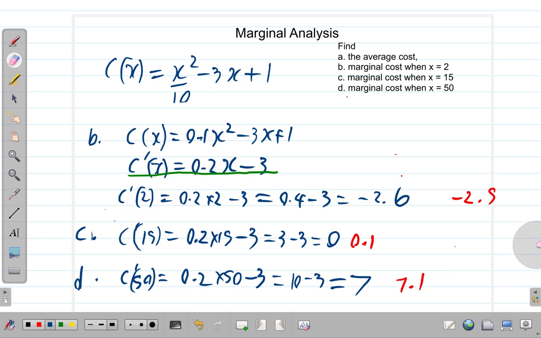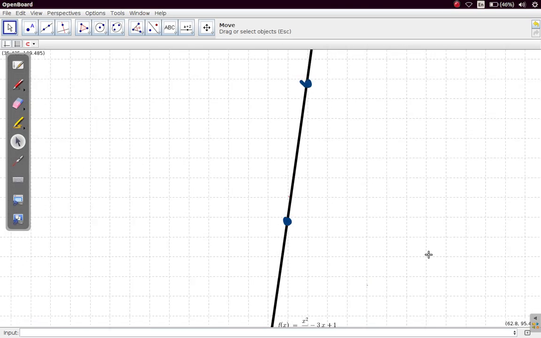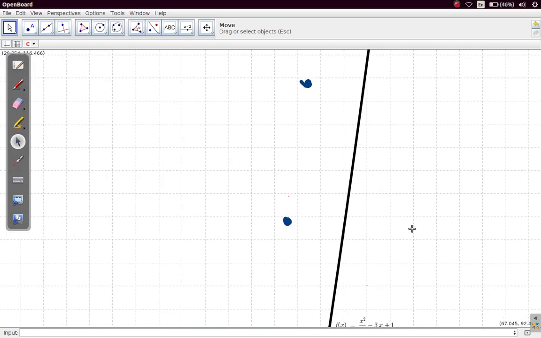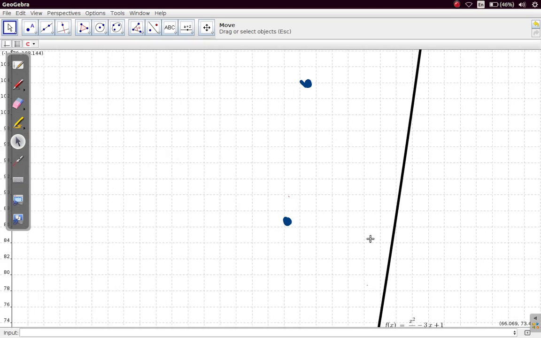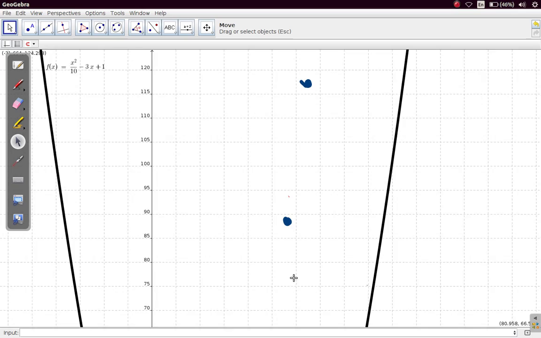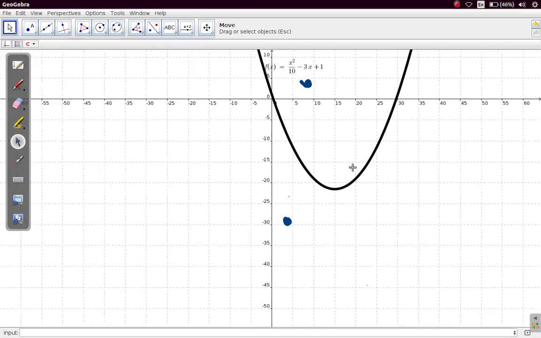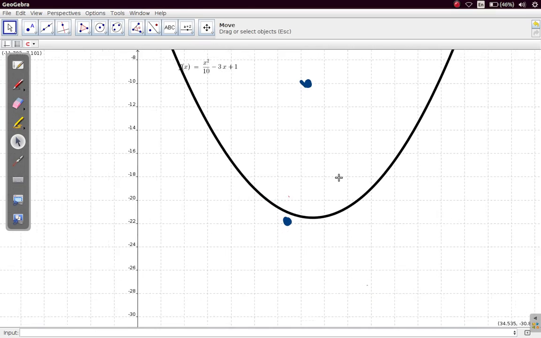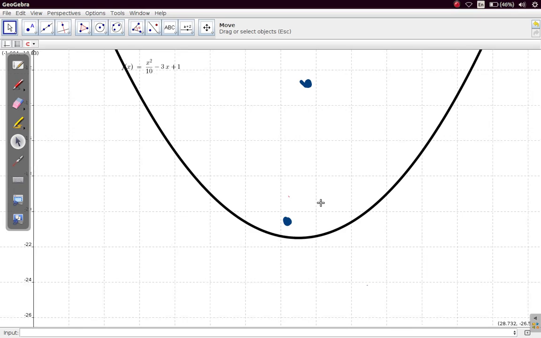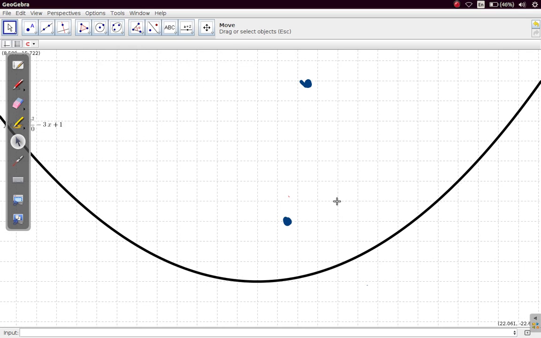Alright? So that is just to give some understanding as to exactly what is happening. Why is it that when you find marginal cost using the derivative, differentiating, you get a slightly different value from when you find the cost of this item and then the cost of the next item and subtract them to get the additional cost? Alright?